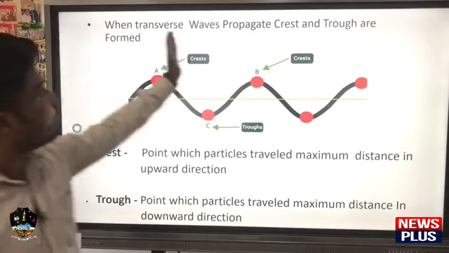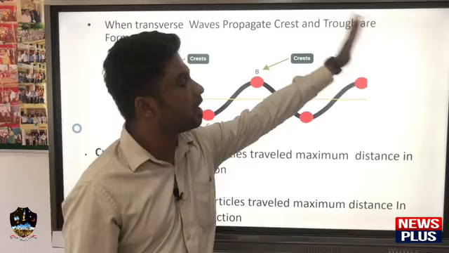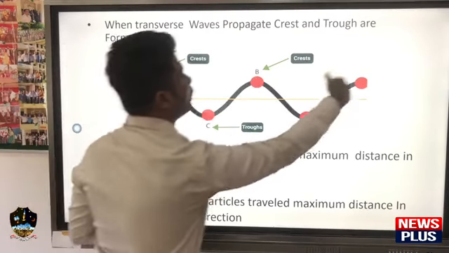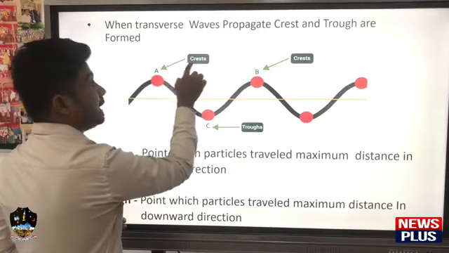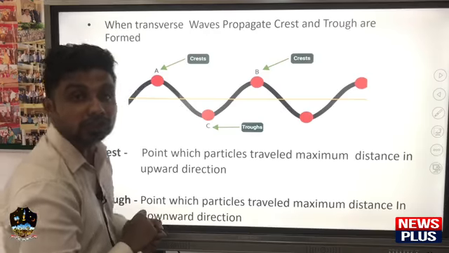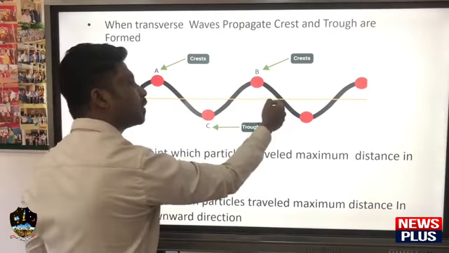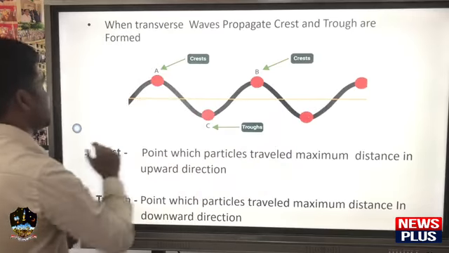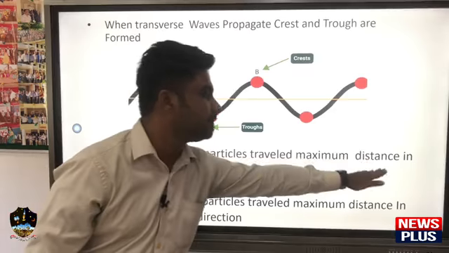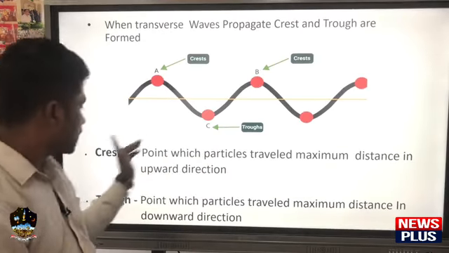When a transverse wave propagates, meaning moves, crests and troughs are formed. When a transverse wave moves, the crest, in Tamil we call this mudi, and the trough, in Tamil we call this thali. These 2 points are forming. Let's look at what a crest is. The point where a particle has traveled the maximum distance in the upward direction is called a crest.